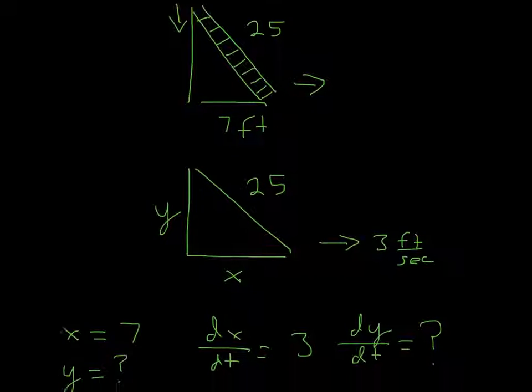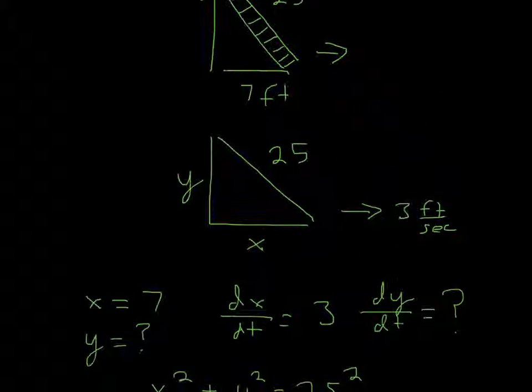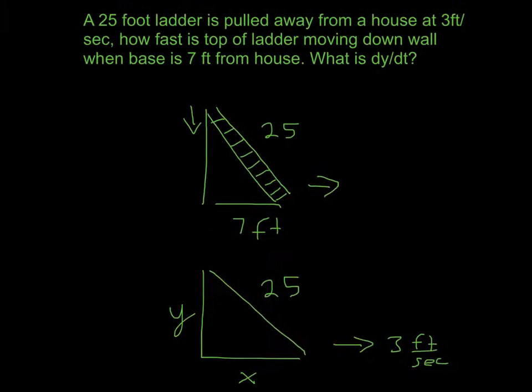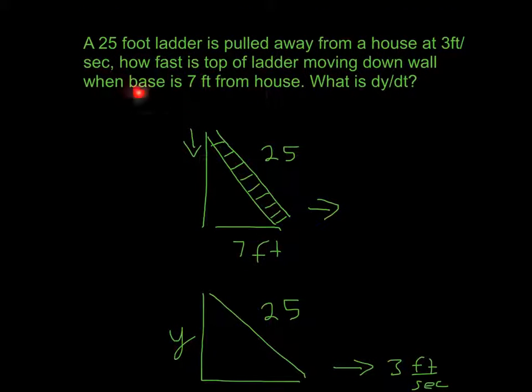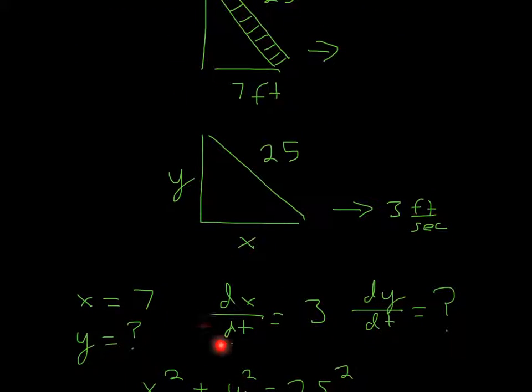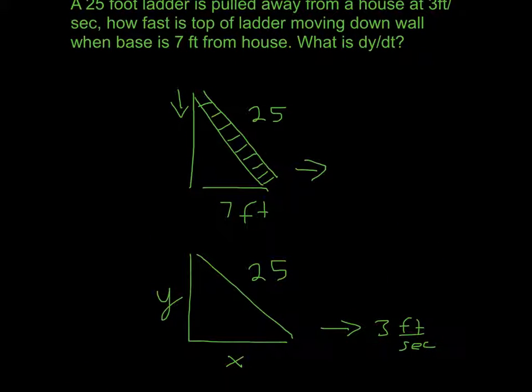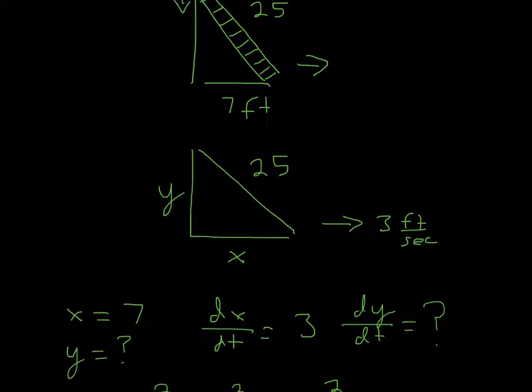Now what you do is write down everything you know. We know they want x when it's 7, because that's what it says here: when it's 7 feet from the house, the base. So x is 7. dx/dt is 3. Why is that? Because it says 3 feet per second being pulled away. So this part is being pulled away, and it matches with x. So dx/dt is 3.